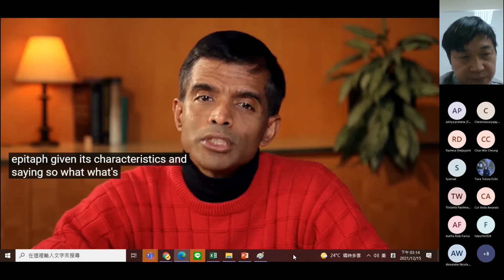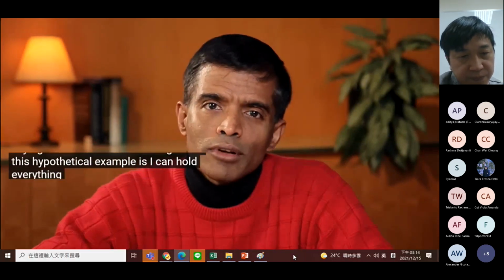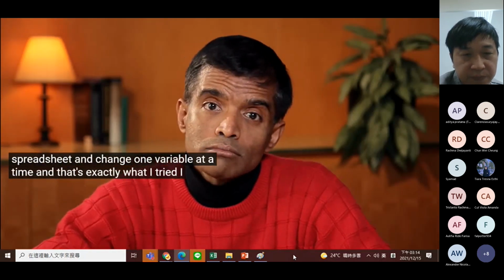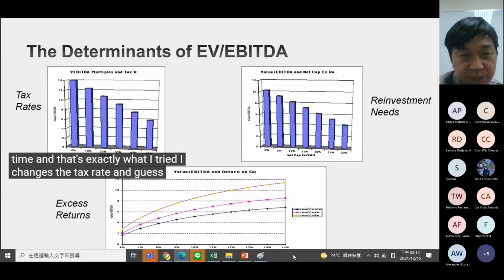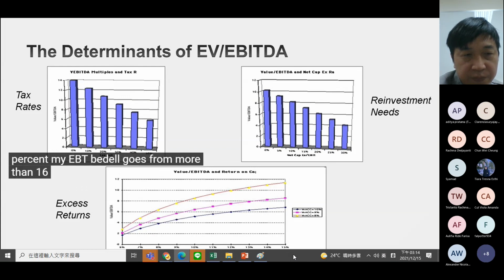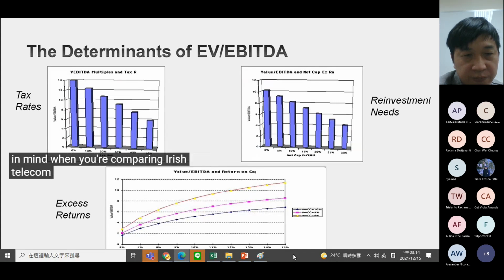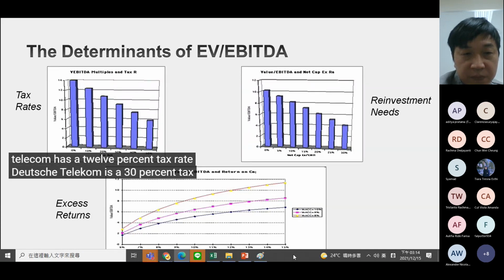And you're saying, so what? What's interesting about this hypothetical example is I can hold everything else constant in my spreadsheet and change one variable at a time. And that's exactly what I tried. I changed just the tax rate. And guess what? As my tax rate goes from 0% to 50%, my EV to EBITDA goes from more than 16 times EBITDA to less than 7 times EBITDA. My EV to EBITDA is very much a function of my tax rate. Keep that in mind when you're comparing Irish Telecom to Deutsche Telekom. Irish Telecom has a 12% tax rate, Deutsche Telekom has a 30% tax rate. If you're not careful, Deutsche Telekom is always going to look cheap to you just based on an EV to EBITDA.